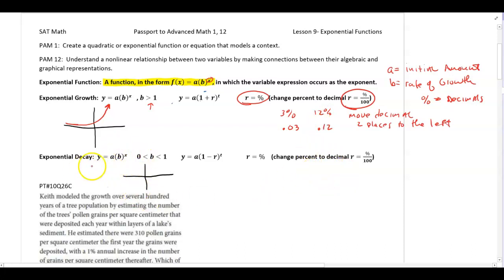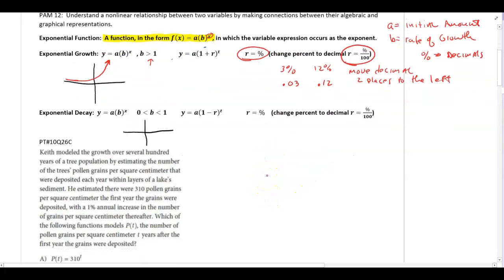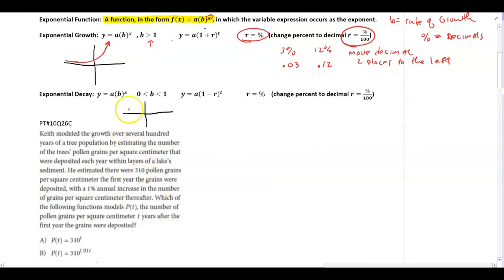Now, if you have exponential decay, same form, y equals a times b to the x, but now your b value is greater than 0, but less than 1. And when this happens, if we're given a rate, we do 1 minus our rate, which is a percent that we convert to a decimal. So when we look at this graphically, on the left, it starts high, but then it decreases real quickly.